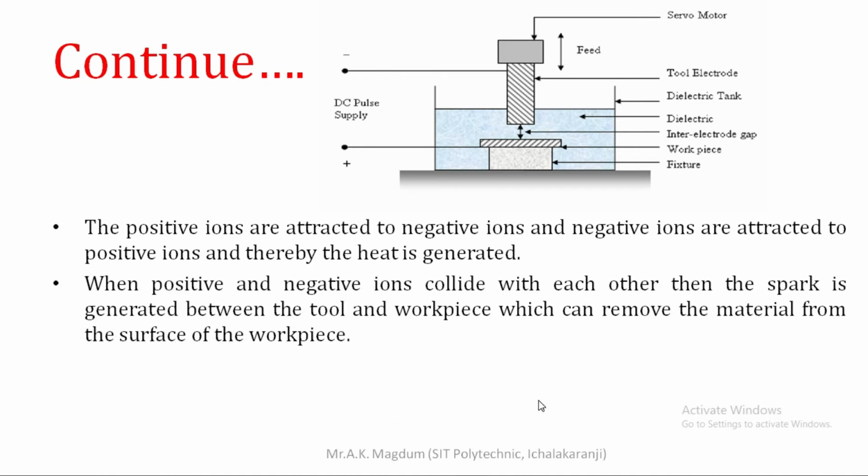Next, when positive and negative ions collide with each other, then the spark is generated between the tool and workpiece, which can remove the material from the surface of the workpiece. So that part is already discussed. Whenever ions are trying to shift from one terminal to another, positive to negative or negative to positive, when they collide together, a spark takes place, and that spark is helpful for increasing the temperature in that region and removing the material from that workpiece by a melting process.